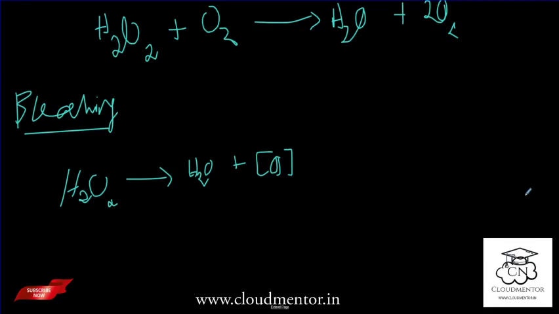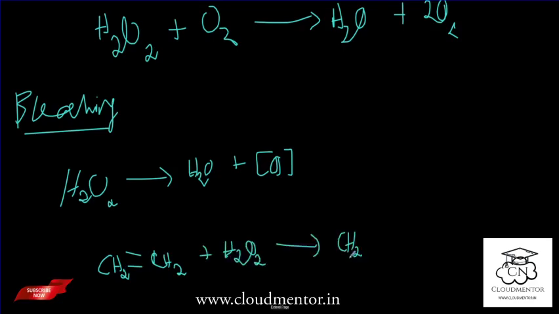And the last reaction I have taken here is an addition reaction. Hydrogen peroxide reacts with alkenes to give respective glycols. That is, alkene, like I am taking here ethene, reacts with hydrogen peroxide giving ethylene glycol.